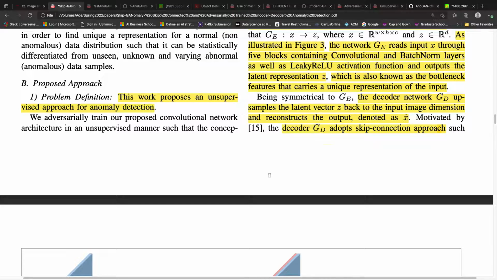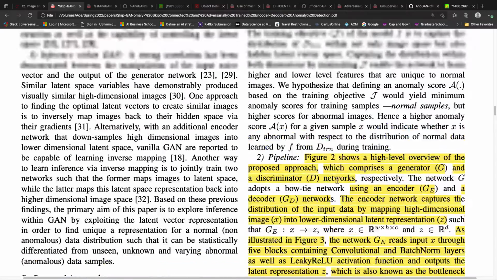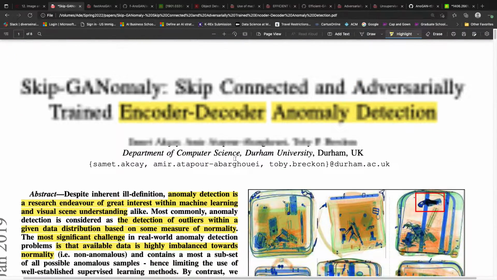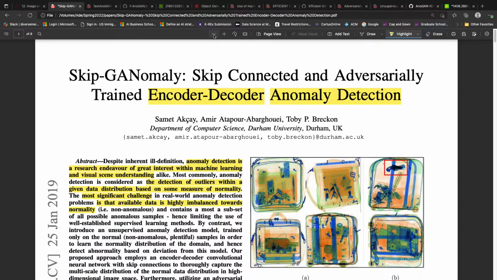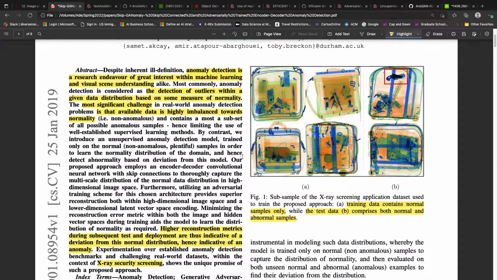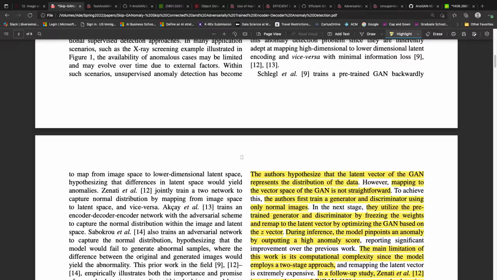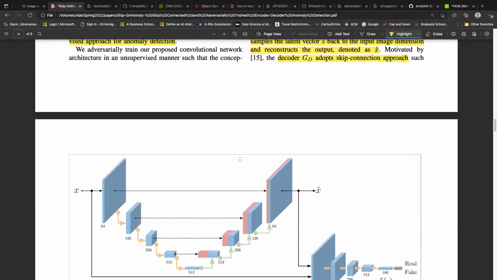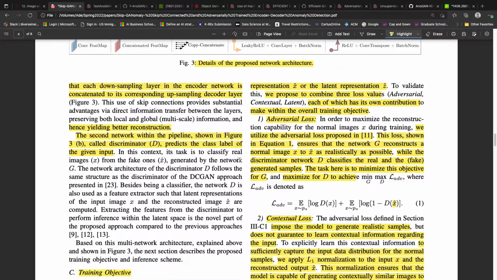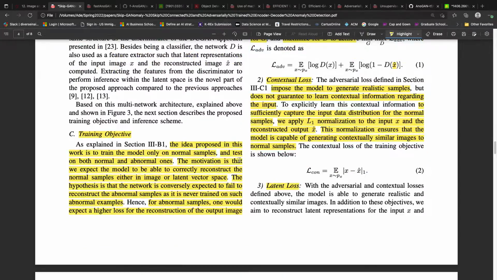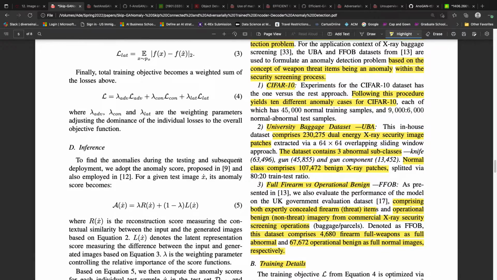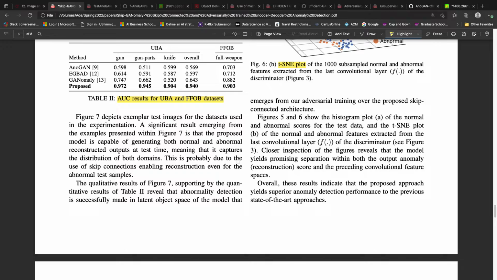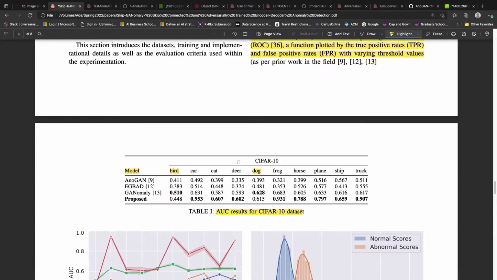Like we discussed the last time, considering this anomaly detection paper, the Skip-GANomaly, we talked about the first component of the architecture that was used in this paper, which is the encoder. Now in this tutorial we'll be talking about the second part of the architecture, which is the decoder. So let's look at what they formulated as the decoder.